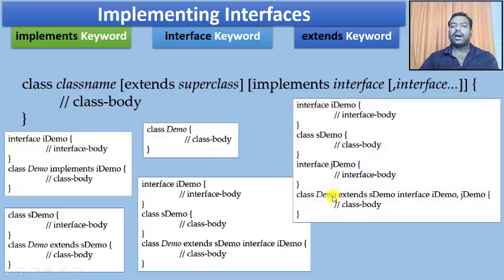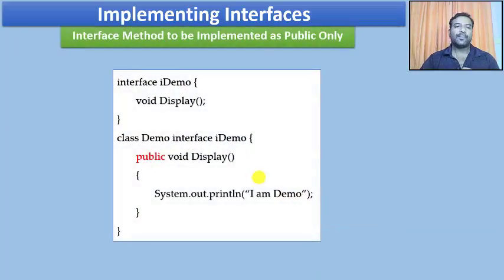And now as I told you, the class can extend only one superclass, but it can implement n number of interfaces. Hence I'm going to have interface 1 and interface 2 as idemo and jdemo, and I'm going to implement those two. Again, the same correction you need to make here. So this should be implements, not interface. Now this is how we are going to implement an interface in your Java program.